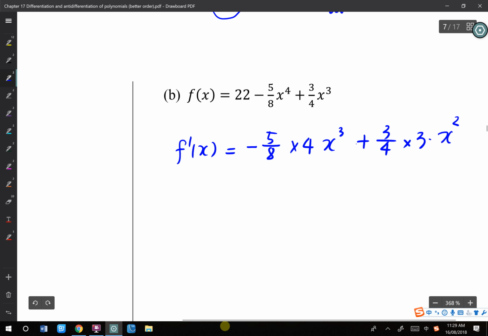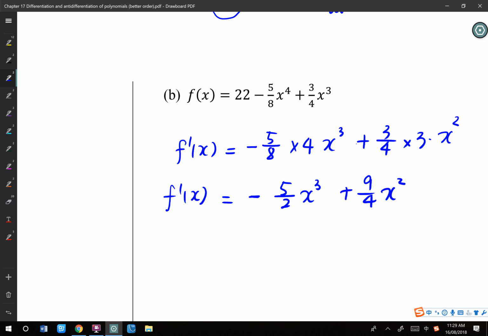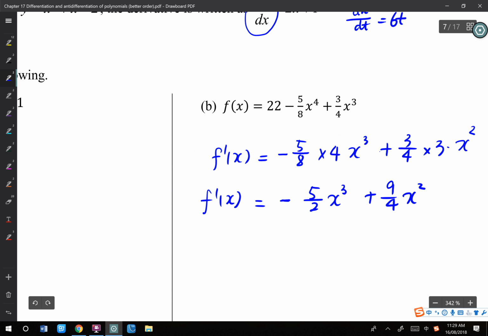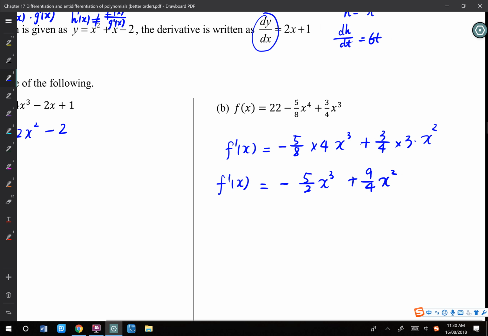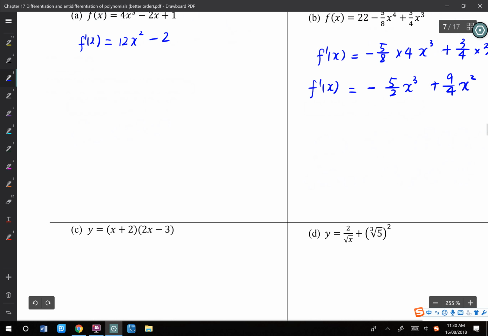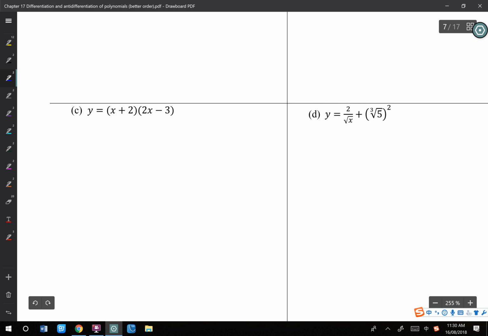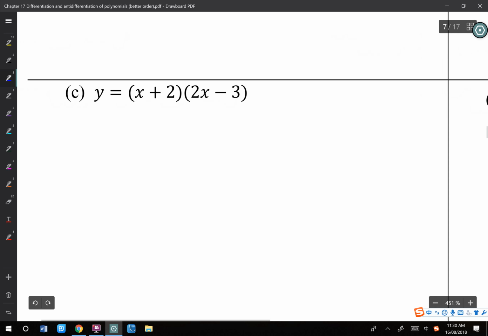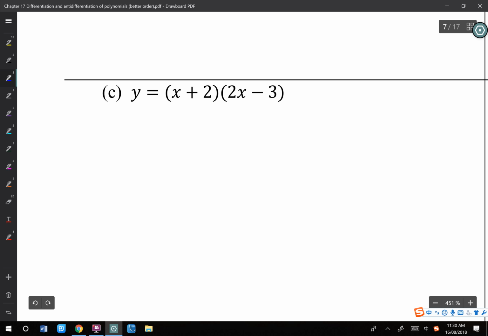x squared. So what I will have is minus 5 over 2x cubed plus 9 over 4x squared. Okay, that's how you do it. They are easy because they are in plus minus form, they are expanded, they are nice and easy. But if you have a product form, you should expand first and then do the derivative.